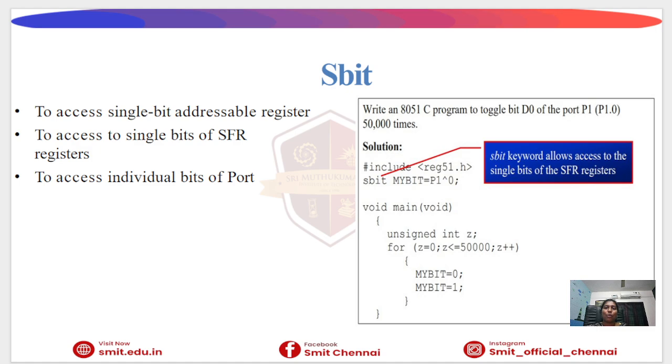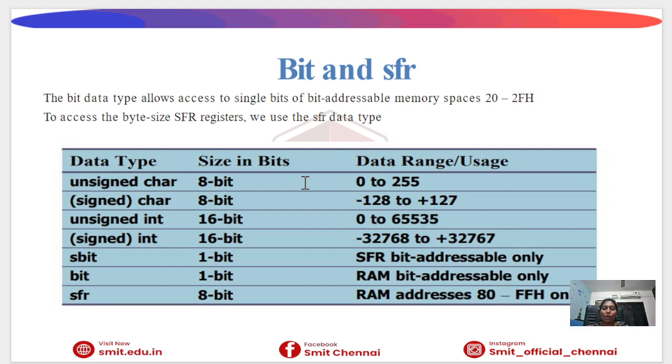Next one is the sbit, a very important concept. This is something special in 8051. sbit is used when we want to directly access a single bit of a port pin or an SFR, that is, a special function register. If we want to directly access a single bit, you have to use sbit. For example, turning on only P1.0, or checking the status of a specific flag. This makes code very readable and efficient. In real projects also, sbit is used a lot.